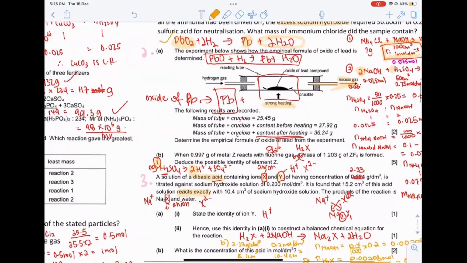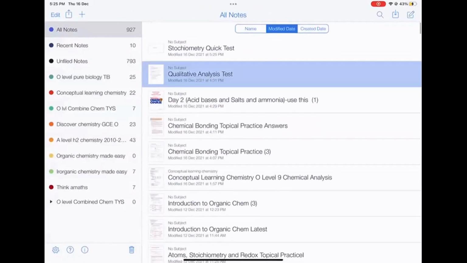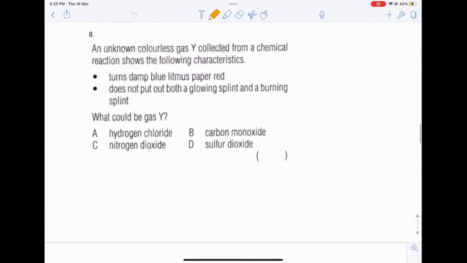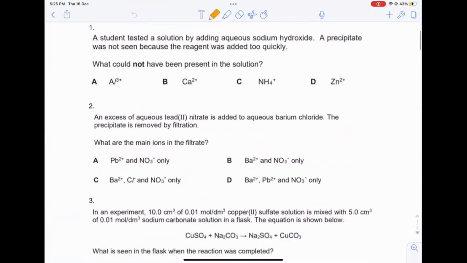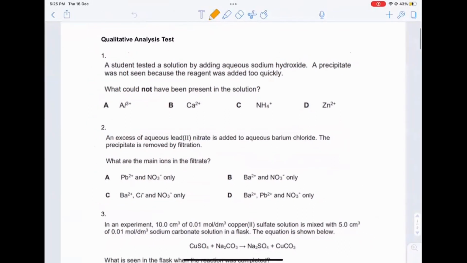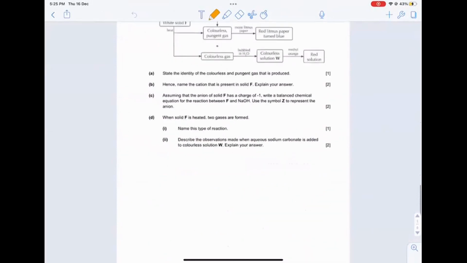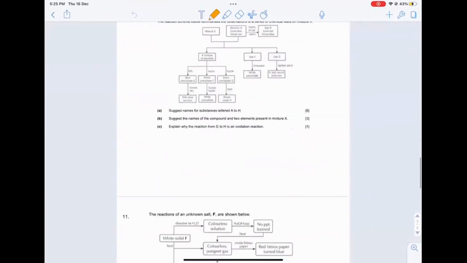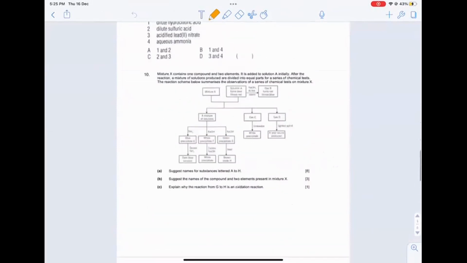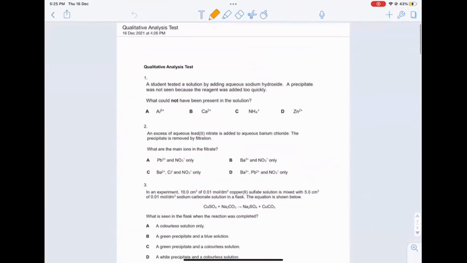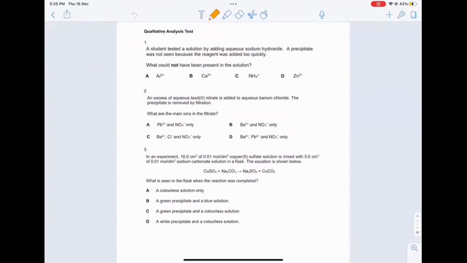Okay, so the next one today, we are doing the QA test. I'm going to send the QA test to y'all now via WhatsApp, and then y'all can start doing. There are 11 questions in total, 9 MCQ and 2 structured. I was quite surprised that last time we couldn't finish it within the lesson, so I'm trying to reduce the number of questions so that we can just nicely finish.